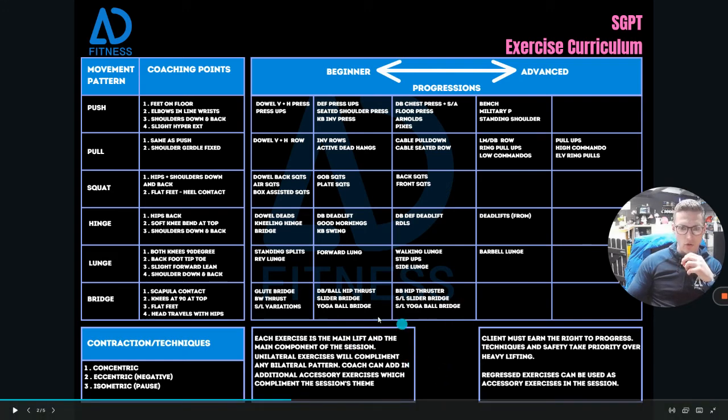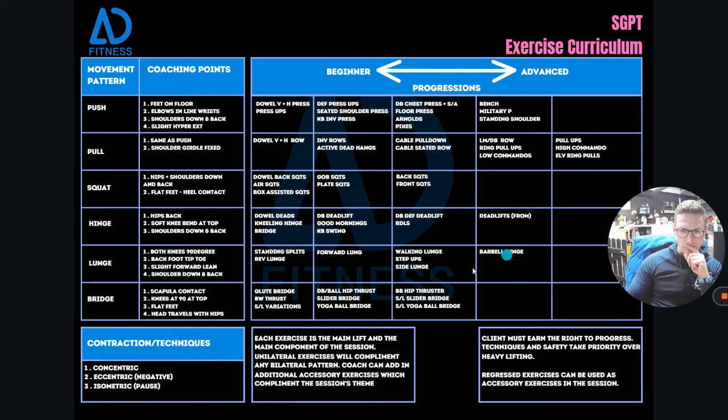As it says down here, coaches can expand upon each one of these progressions and regressions. Also, what we might do is use regressed versions of a movement pattern as accessory work. So you might do an advanced military press, say, and we might then use Arnold press along with it. So you'll do your military press, and you're also doing Arnold press in the session. So you'll have both progressed and regressed lifts.